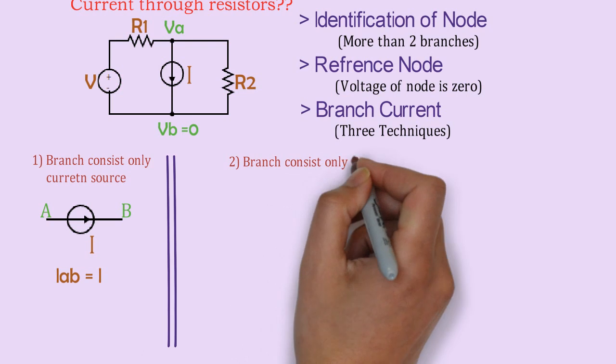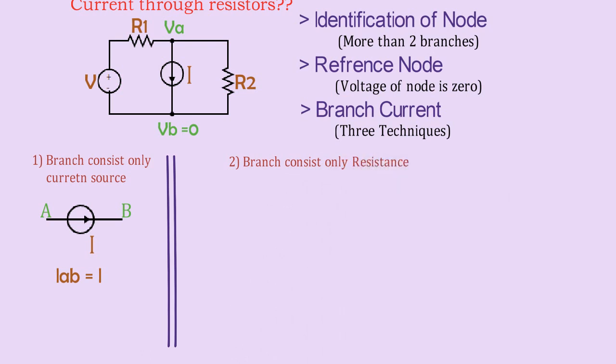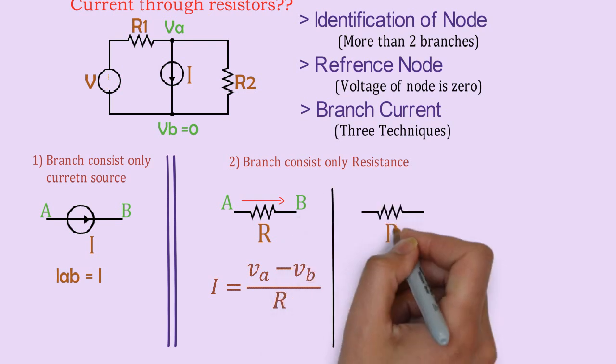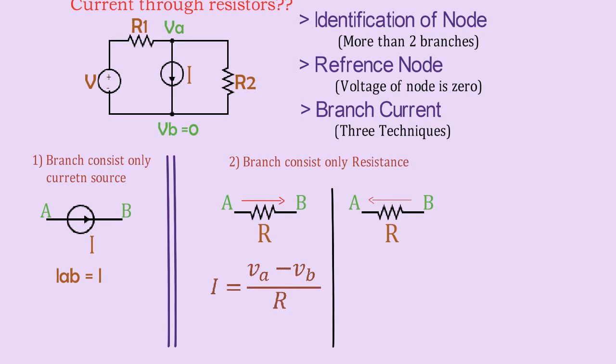Another case is when the branch has only a resistor. Friends, in this case, let's assume two points A and B and consider that current is flowing from A to B. It means point A is at higher potential. So, as per Ohm's law, branch current will be the ratio of the potential difference of the two points to the resistor. Suppose current is flowing from B to A, then point B will be at higher potential.